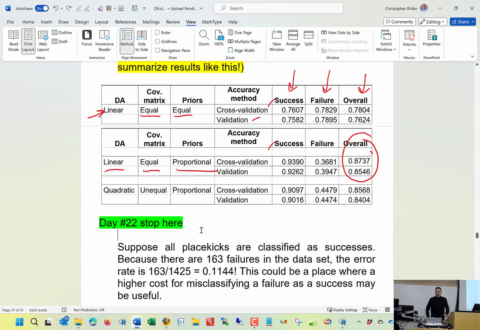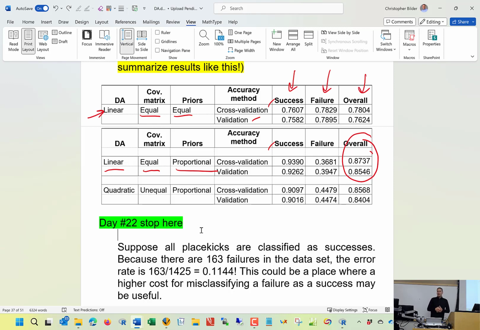So with respect to discriminant analysis, we were looking at this place-kicking data set. And we saw that overall, linear discriminant analysis using an equal covariance matrix, but with prior proportional, was maybe a little bit better than all the rest of the other methods.